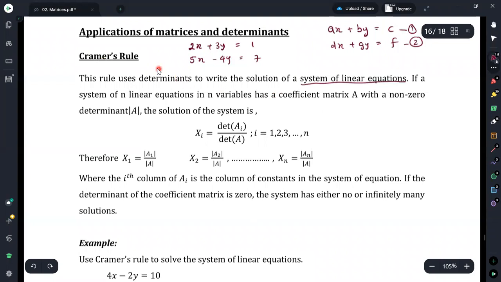Considering Cramer's rule, suppose you have a system of n linear equations. If you have n variables, then there should be n linear equations to obtain the solutions for that system. Here we are using two equations because we have two variables. If you have three variables, then a minimum of three equations should be there. Therefore, for n variables there should be n linear equations.